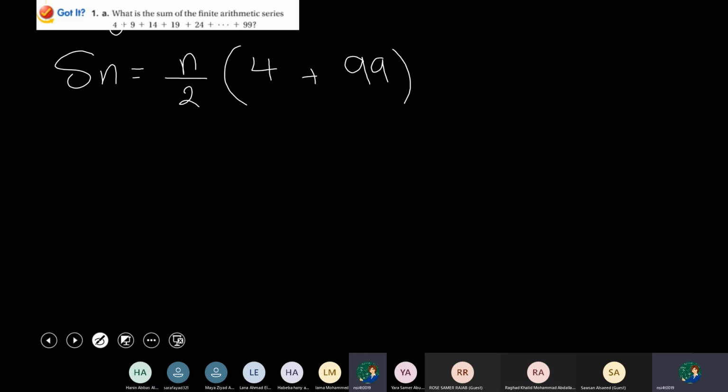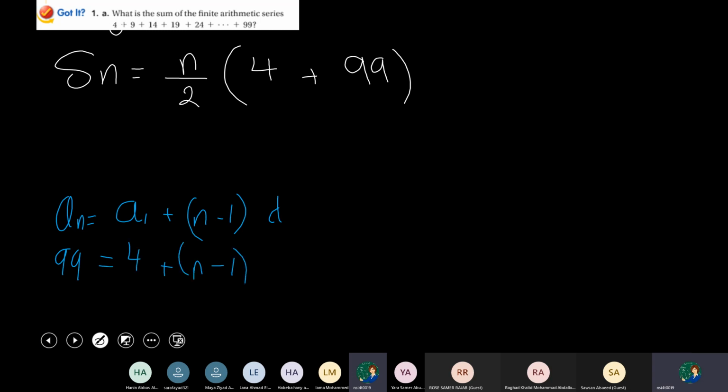But do I know the number of the terms? How many terms do I have? No. So we use the equation for a sub n to find it. Go back and use the equation: a sub n is equal to a sub 1 plus n minus 1 times d. A sub n is 99. A sub 1 is 4 plus n minus 1 times d. What is the common difference here? 5.